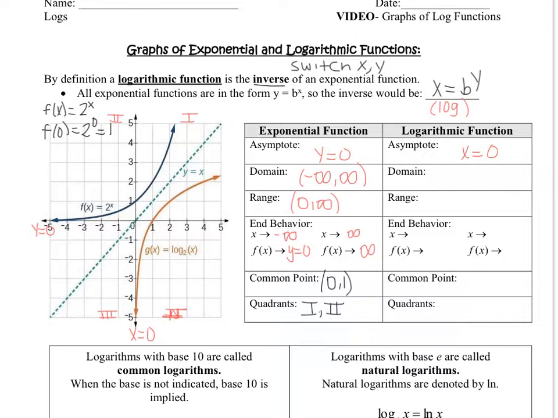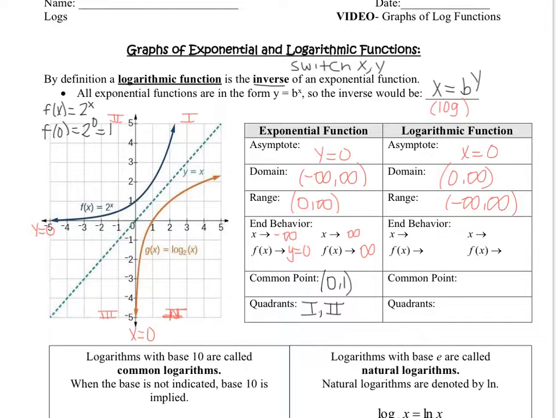So we say the domain is from 0 to infinity, and the range, how tall this thing is, it goes up forever, down forever, so negative infinity to infinity. And again, that makes sense because if domain is the x value, and I switch the x and the y, then the domain becomes the range, and the range becomes the domain.